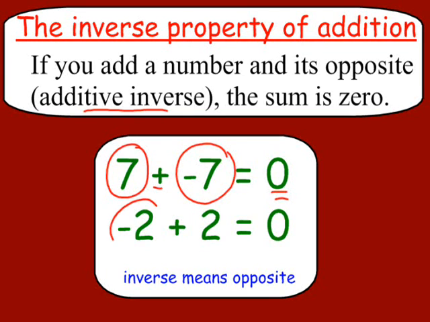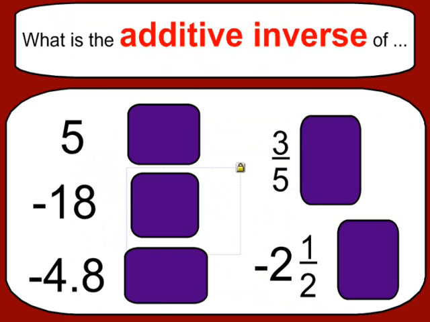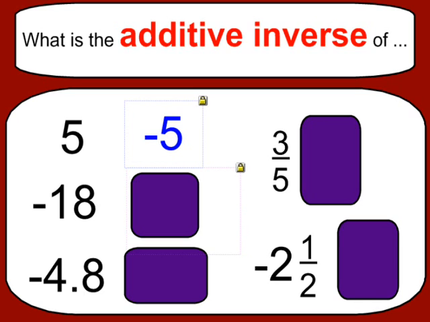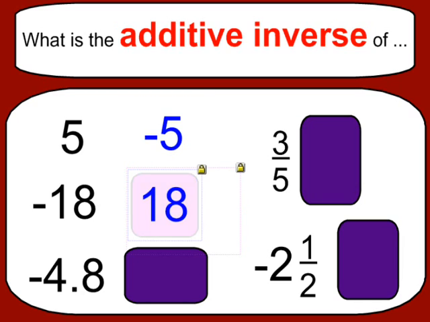If you take negative 2 and you add its opposite, which is 2, the result will be 0. So what would be the additive inverse then of 5? Yeah, it would be negative 5. What would be the additive inverse or the opposite of negative 18? It'd be positive 18. What would be the additive inverse of negative 4.8?